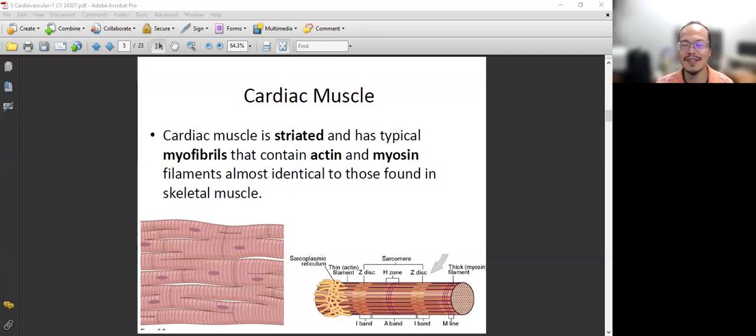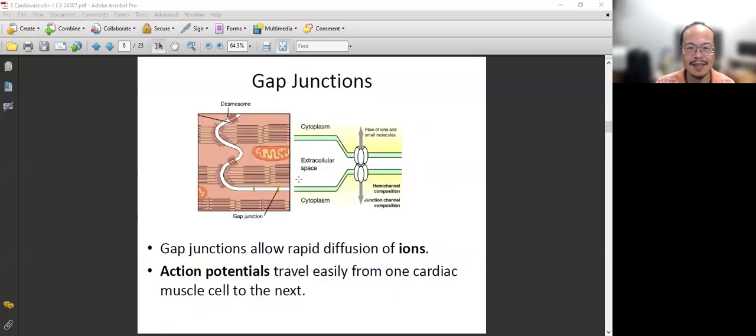So what's the difference? The primary major difference, there are two major differences. One is that this heart muscle has gap junctions. Why? Here is one cell and that's the other cell. These two have a channel to share, to connect the two cells.